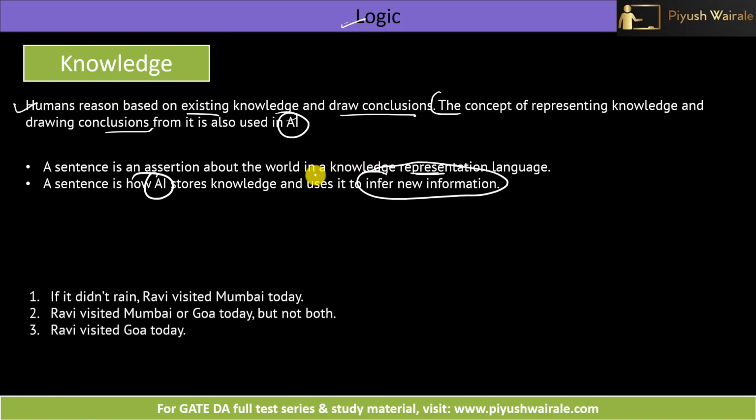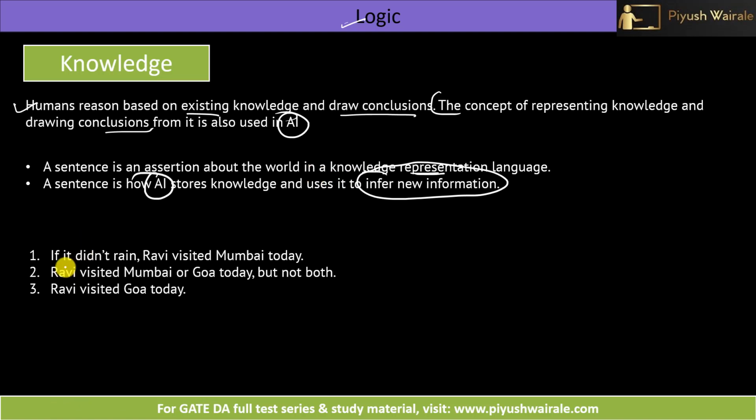For example, consider these three sentences. The first one is, if it didn't rain, Ravi visited Mumbai today. The second one is, Ravi visited Mumbai or Goa today, but not both. The third sentence is, Ravi visited Goa today. Let us assume that all three sentences are individually true. If I compare sentences 2 and 3, Ravi visited either Mumbai or Goa today, but not both, and from the third sentence it is clear that Ravi visited Goa today. So from these two sentences, I can directly say Ravi visited Goa today, but not Mumbai.